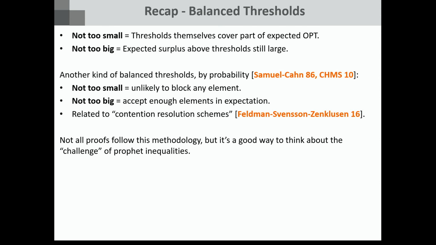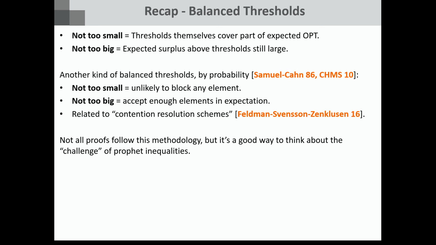I want to point out that there are different ways to reason about balanced thresholds. Intuitively, you would like thresholds to be not too small, so that you're unlikely to block any specific element from being feasible to accept. But you'd also like them to be not too big, so that you accept enough elements in expectation. If you have very small thresholds and you accept a lot of things right away, then many elements are never going to be feasible for you to accept, which seems like a bad idea. But if your thresholds are so large that you don't accept anything most of the time, that also seems like a bad idea.